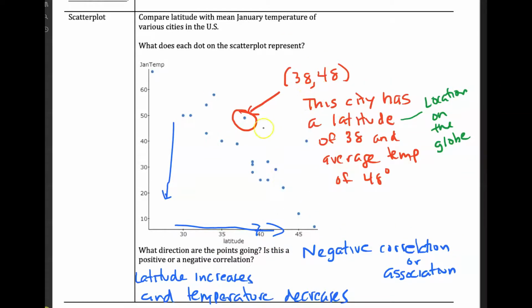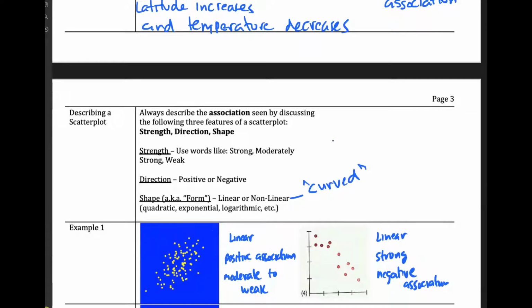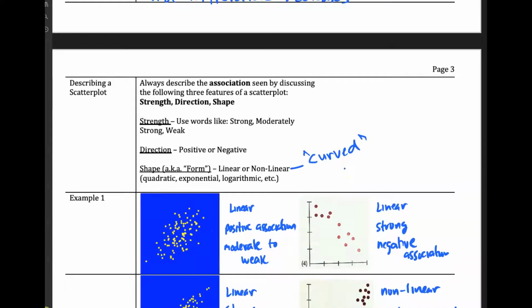And so if you wanted to represent a point like this point, what does this point mean right here? This is a city that has a latitude of 38 and an average temperature of 48 degrees. Remember, latitude is that location on our globe, how we map out things.